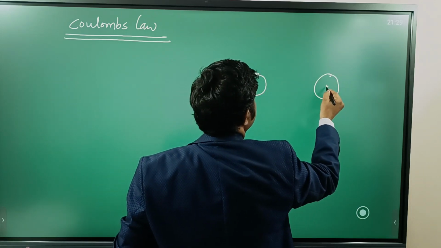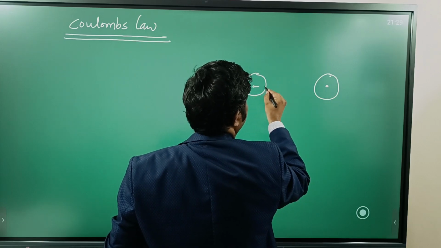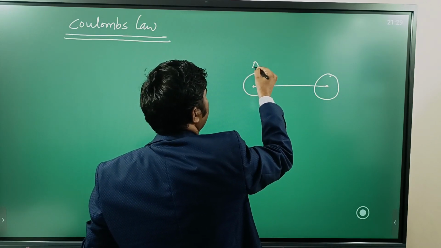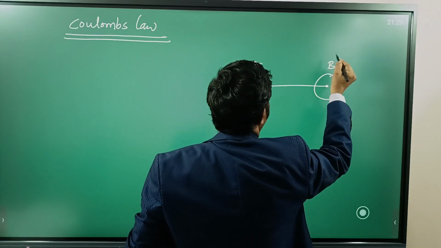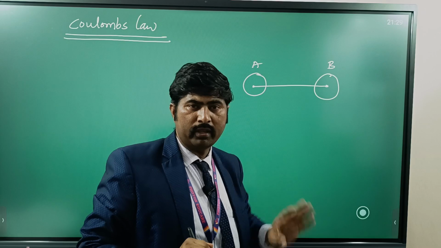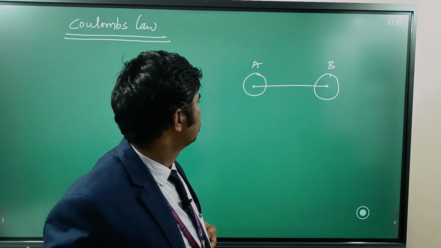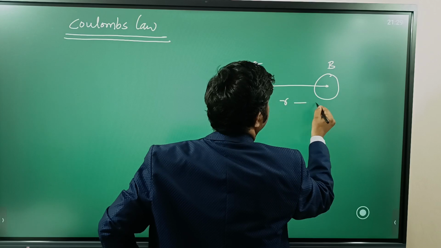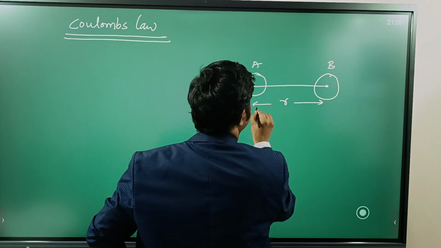So this is the central point. Okay, let us join this. So this is sphere A and this is sphere B. That means I am taking two bodies, body A and body B. They are in spherical shape. So from their centers we have a distance, let it be r. r is the distance between the two charges.